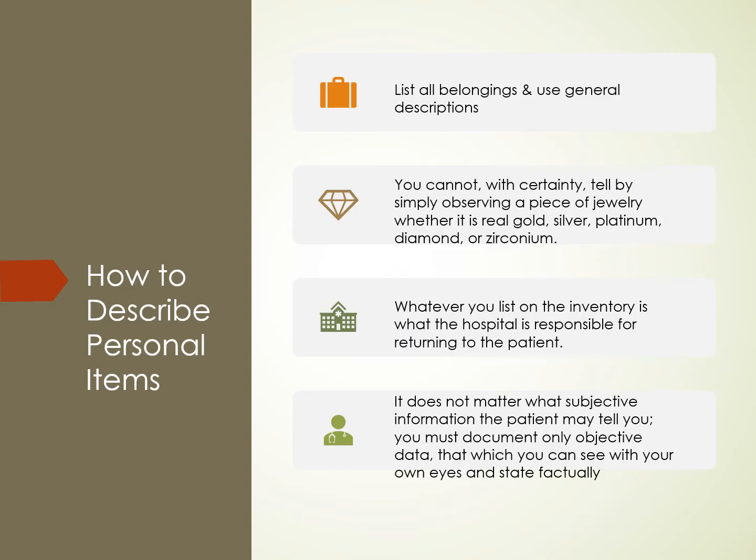So this whole slide here is going to be important for you to know how to describe these personal items on the belonging form. Use general descriptions, and you're going to list all belongings. It may take you a while to fill this out. For example, you cannot with certainty tell by observing a ring that it is real gold or whether it's silver, platinum, diamond, or zirconium. Whatever you list on that inventory sheet is what the hospital is responsible for returning to the patient.